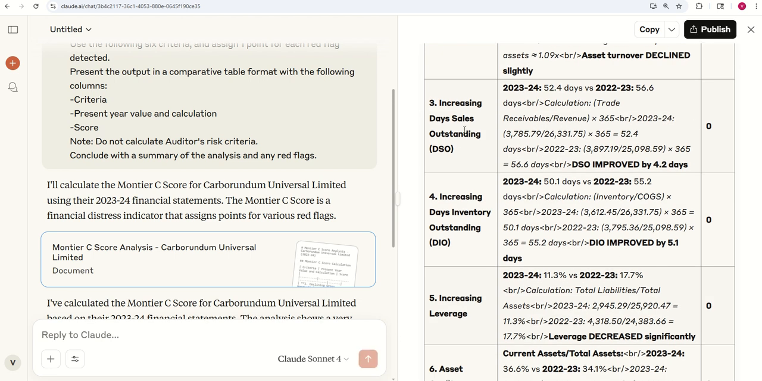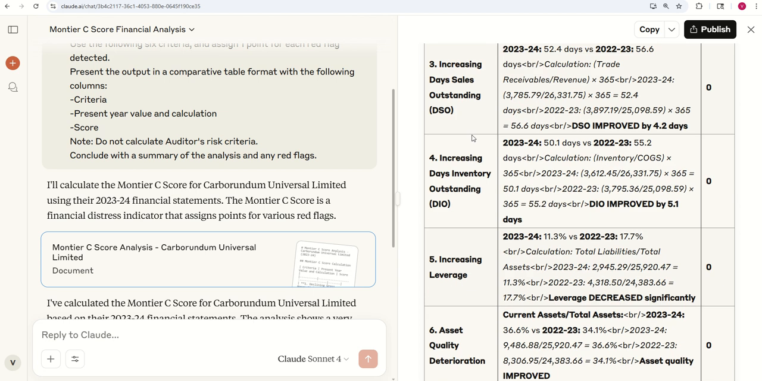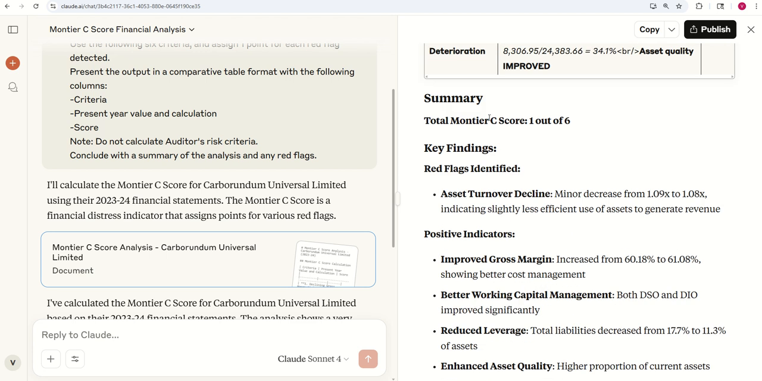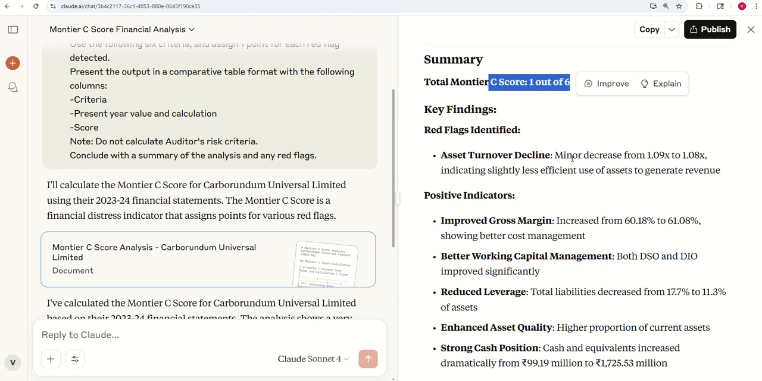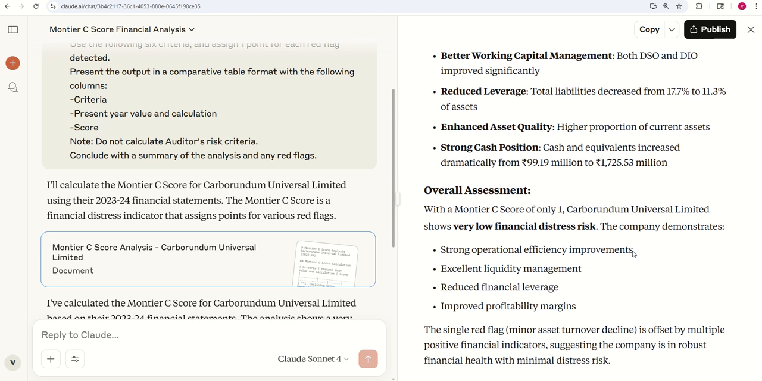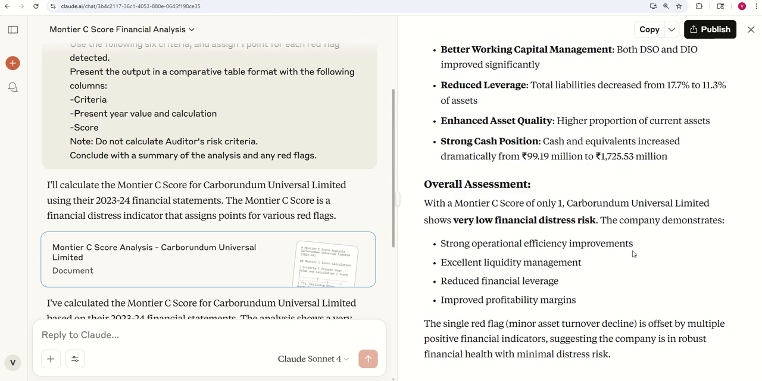For all the other criteria, like increasing days sales, increasing leverage, and so on, the score is 0. So the score is 1 out of 6. Only one red flag is identified. Rest all are positive indicators. In the overall assessment, it summarizes the red flags, if any, and whatever it found. See, only one of them has a score of 1, and even that is very minor, 0.01. A single minor red flag, the minor asset turnover decline, is offset by multiple positive financial indicators.